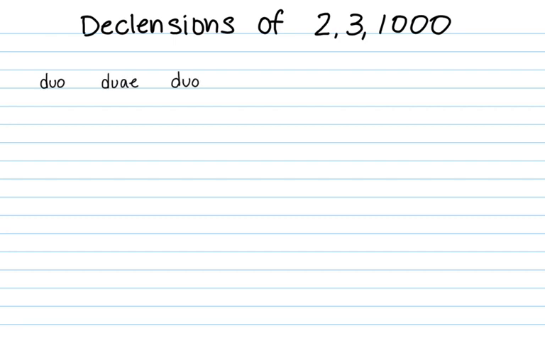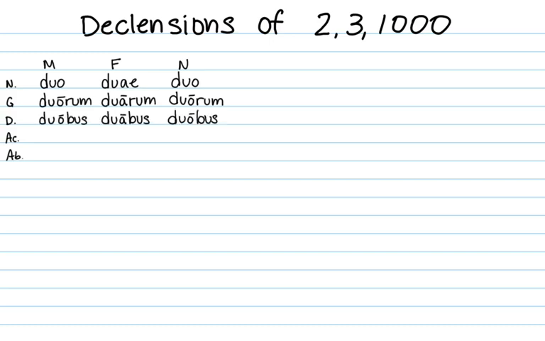Two: duo, duae, duo. The dictionary entry is the masculine nominative, duae is the feminine nominative, and duo is the neuter nominative. Of course, these things don't exist in the singular, they only exist in the plural. The genitive is duorum, duarum, duorum. That looks like everything you would expect from a regular 2-1-2 adjective in the plural only.